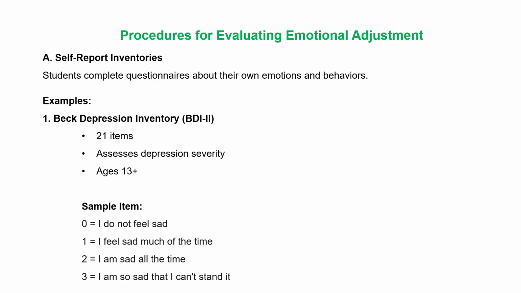You can search it and find out 21 items are there. It assesses depression, and it can be given to students over 13. Sample items are given here. 0 means I do not feel sad. 1 means I feel sad much of the time. 2 means I'm sad all the time. 3 means I am so sad that I can't stand it. You can see the emotional difference in these levels, like the sample items they give, and ask them to tick it.